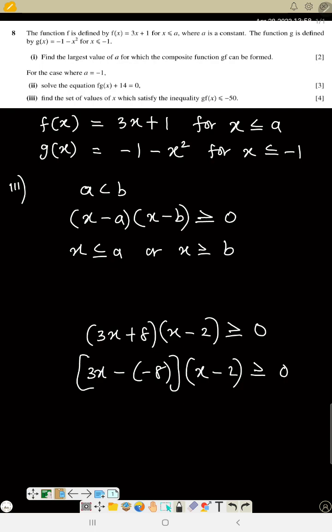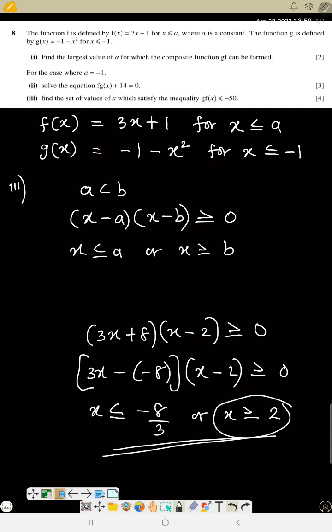So the answer will be s is less than or equal to minus 8 over 3, or s is greater than or equal to 2. That will be the answer for the inequalities. So we are going to ignore the positive one because the restriction here is that s is less than or equal to minus 1. So we are going to pick this one as the answer.